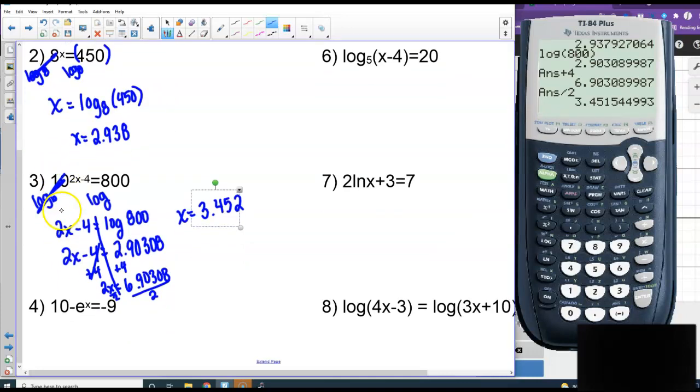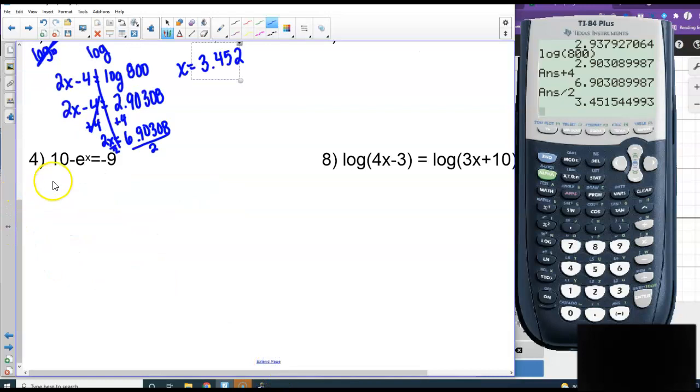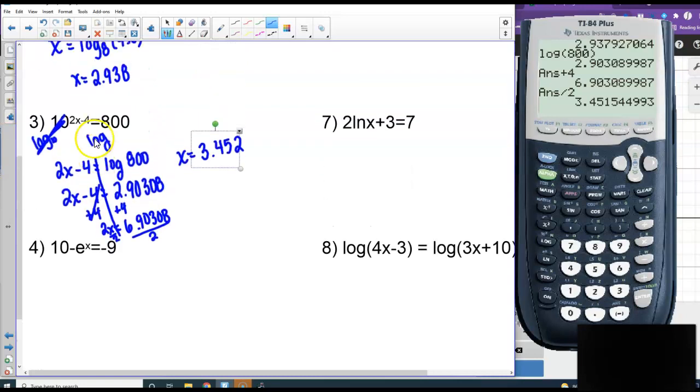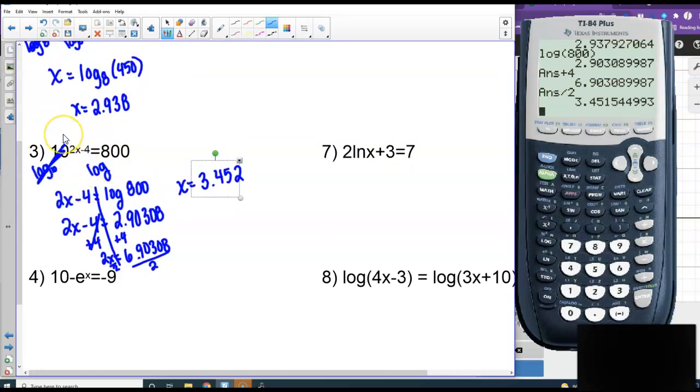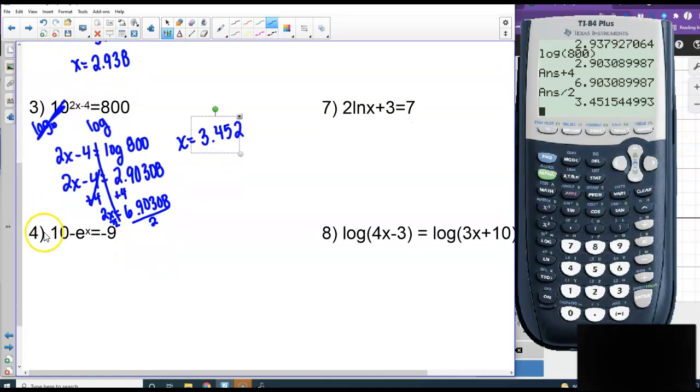Okay, let's look at 4 because it's a little bit different. We've got 10 minus e to the x equals negative 9. Now, this time, on all of these other ones, we just had a number raised to some sort of power, right? Even on this one, there's still 10 and everything was in my exponent, right? But on example 4, that's not the case. I've got this 10 over here, and that 10 is separate from my e to the x. So when I'm solving this, I want to get rid of that 10 first. So I'm going to subtract the 10.